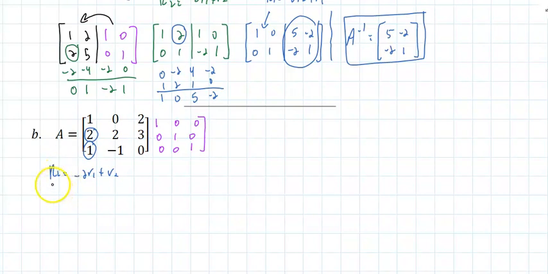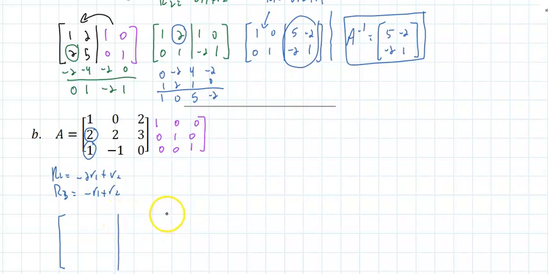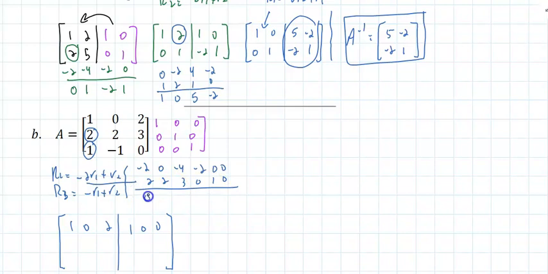And take row 3 and let that equal negative row 1 plus row 3. So if I do that first, row 1 I'm using, but I'm not changing. If I multiply row 1 by a negative 2, that's a negative 2 0, negative 4, negative 2 0 0. Add that to row 2: 0 2 negative 1 negative 2 1 0.